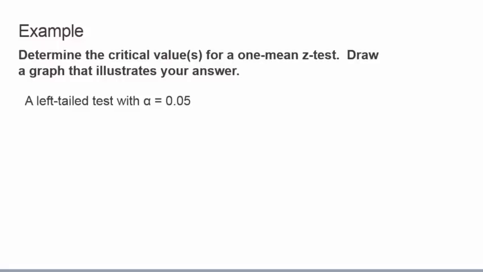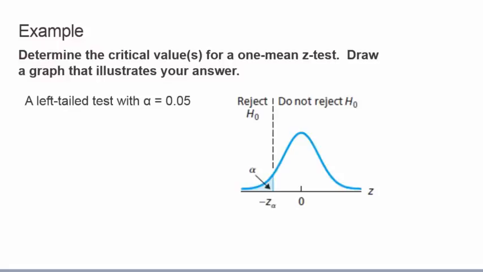Example, determine the critical value or values for a one-mean z-test. Draw a graph that illustrates your answer. A left-tailed test with alpha equals 0.05. First, we want to draw a normal distribution that is shaded to the left. Our alpha would be that area to the left, and negative z sub alpha would be the z value. So my first step is to find z sub 0.05.